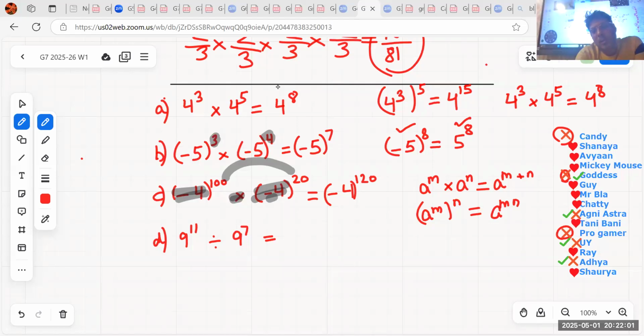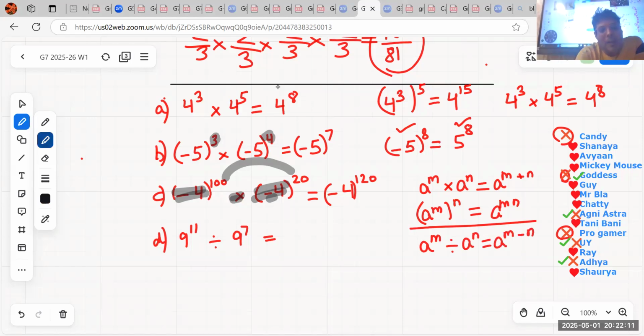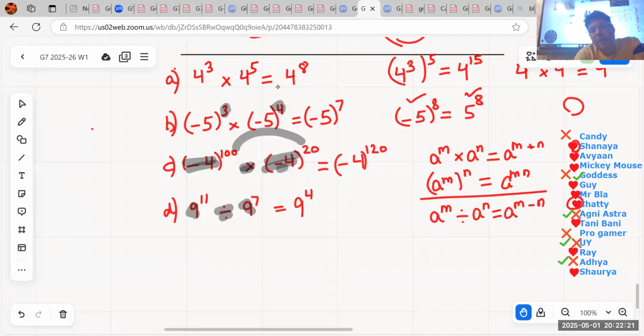No, beta, no. So listen up. A to the power m divided by A to the power n would be A to the power m minus n. So see, here the base is the same. The sign is division, so the powers get subtracted. 9 to the power 11 minus 7 is 9 to the power 4. Zapman, is that clear?